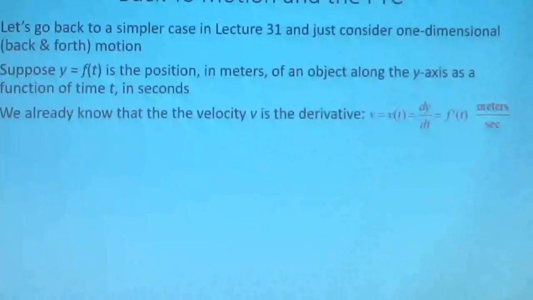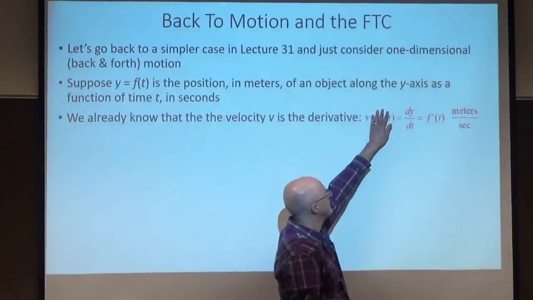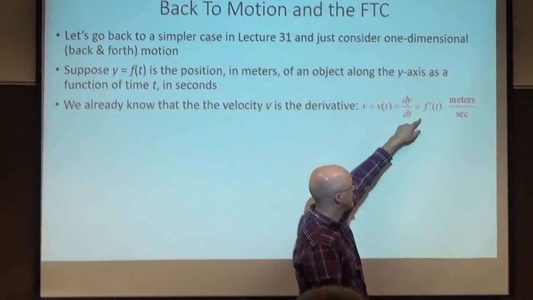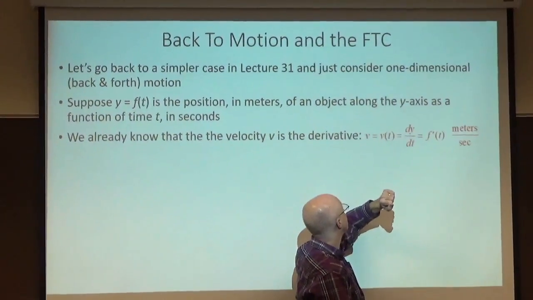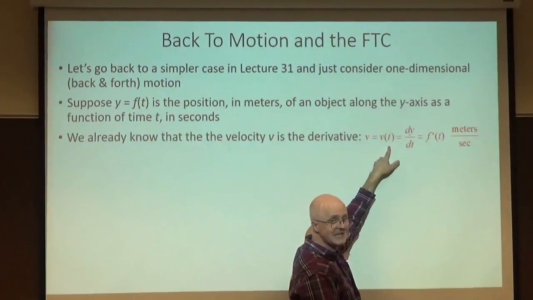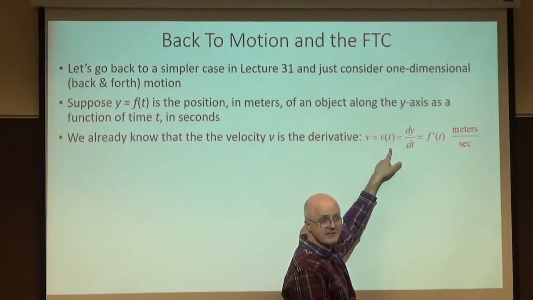We already know the velocity is the derivative of this, right? That's something we know before. Leibniz notation for the derivative would be dy/dt. That's f prime of t. That's the derivative of this function. That's the position. We could also call this v for velocity. And I'm putting something extra in here. I'm putting a v of t in here as another way to emphasize the velocity as a function of time.